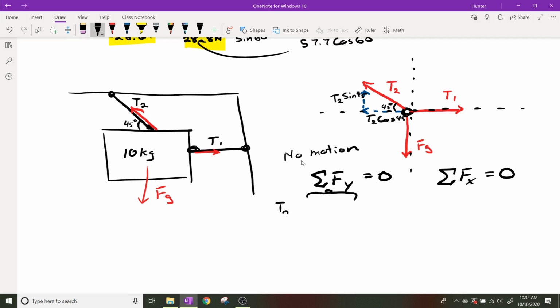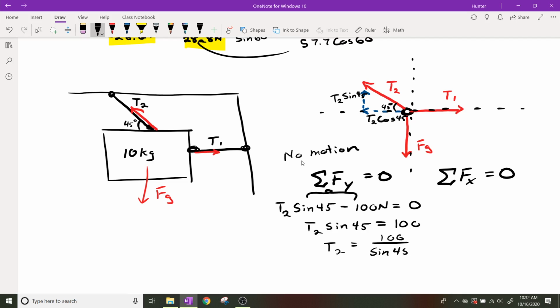Okay, so we have T2 sine 45 minus Fg, and Fg is 100 newtons, and that's equal to 0. So I can add 100 to the other side. So T2 sine 45 is equal to 100. Therefore, T2 is going to be 100 divided by the sine of 45. That's 144.4. Okay, so T2 is equal to 144.4 newtons.